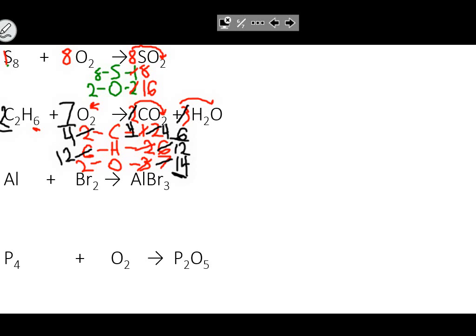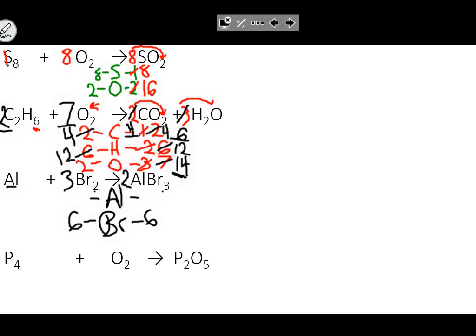All right. Aluminum plus bromine go to make aluminum bromide. So once again, we have aluminum all by its lonesome over here, so leave it alone until the end. We've got a 2 and a 3, lowest common denominator, 6. So bromines are now 6.